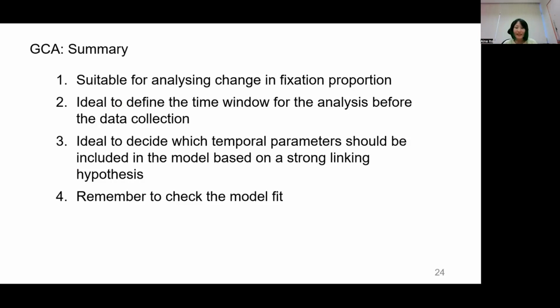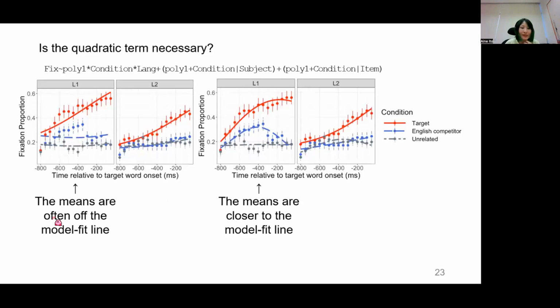Okay, so that was, yes. Brechtje has a question. Yeah, just a clarification question. So in your data set, why was the start of the critical window minus 800? Is that where they saw the picture for the first time? So I set the time window relative to the target word onset, because in this study I was interested in prediction. So what would happen before the target word onset? So I aligned the data all to the target word onset. But the sentence was presumably longer than. Yes, sentences were much longer.